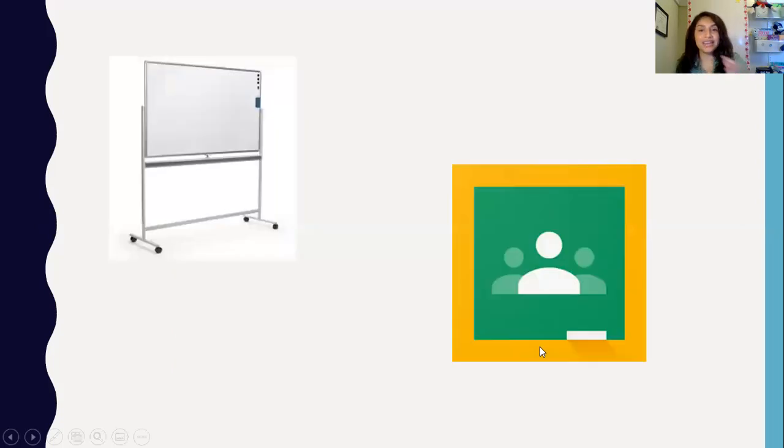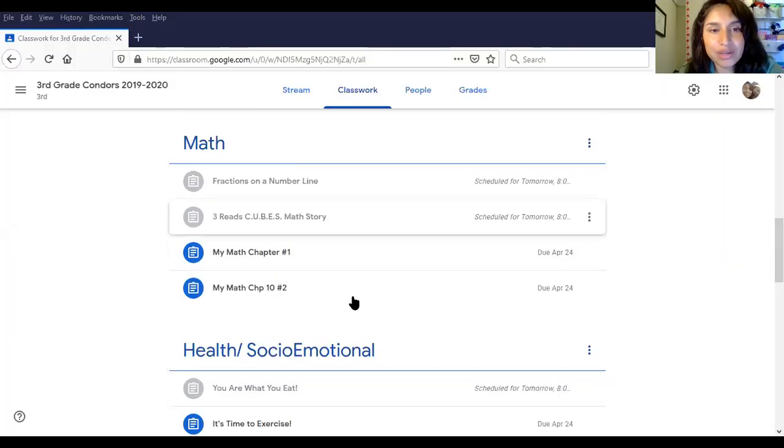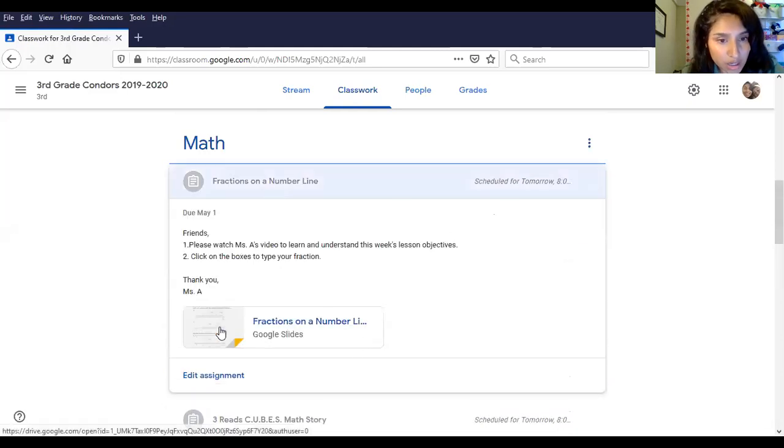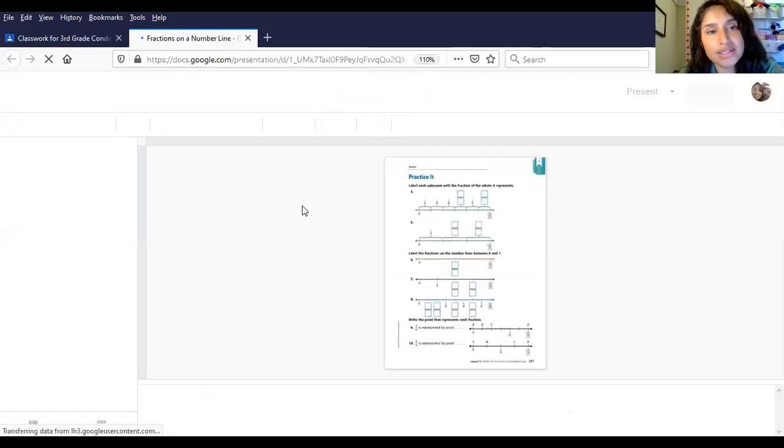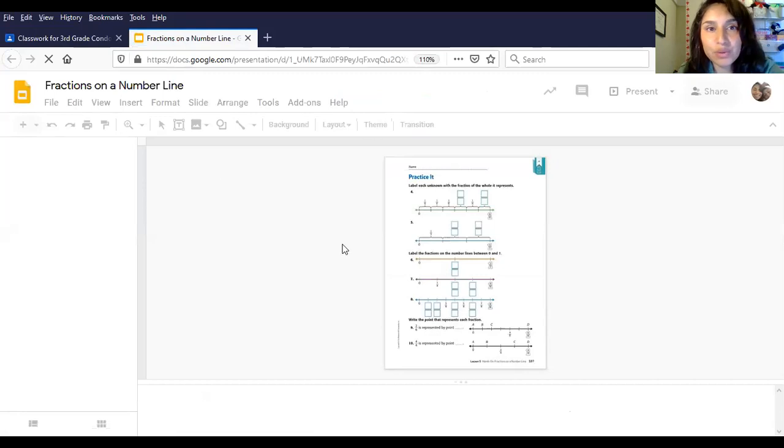I'm going to go ahead and take you to Google Classroom so that you can see your assignment so that I can model it for you. All right, we're here. Here we have our fractions on a number line and 3 red cubes. All right, we're on Google Slides, and I just want to show you what your assignments would look like, okay? Let my computer load.